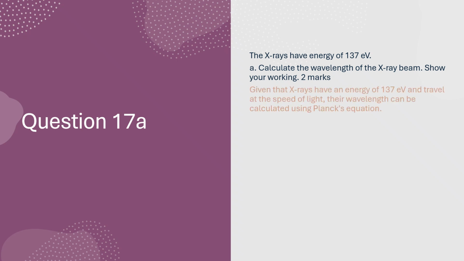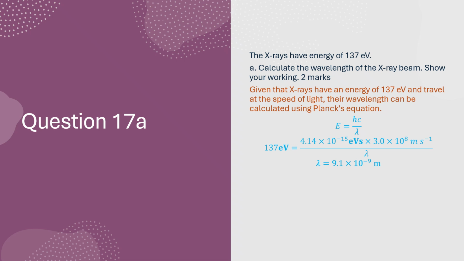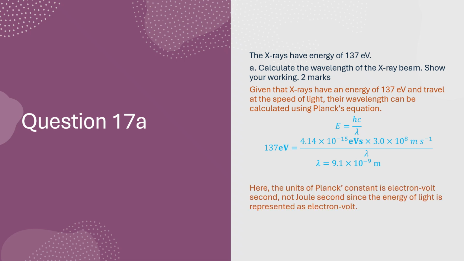Given that X-rays have an energy of 137 eV and travel at the speed of light, their wavelength can be calculated using Planck's equation. Here, the unit of Planck's constant is electron volt second, not joule second, since the energy of light is represented in electron volts.